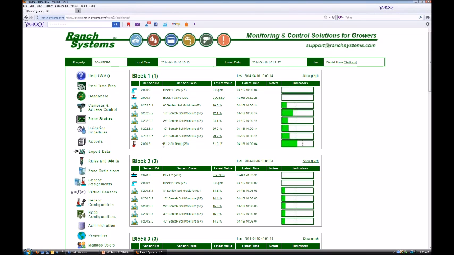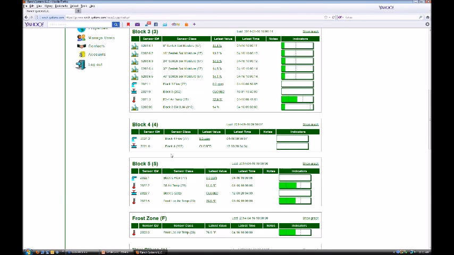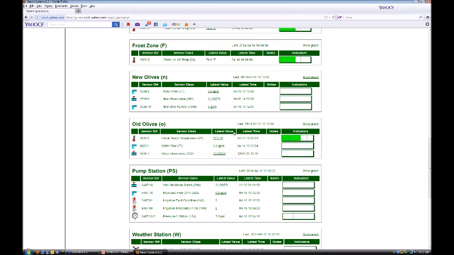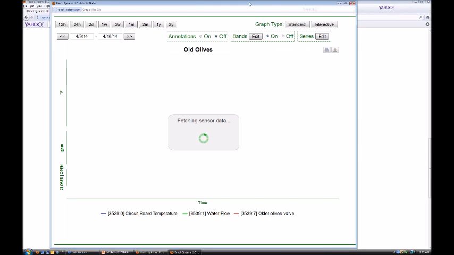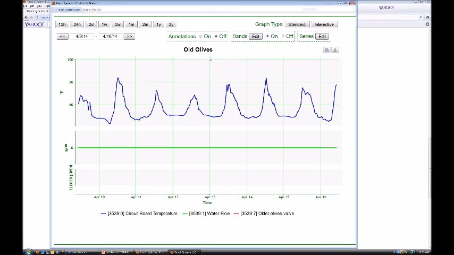Okay. So we have a couple of different valves here. Let's go down to what we call the old olives, and let's take a look at what that data looks like really quickly here. So these are zones that I'm clicking on, and each zone has specific sensors that I've assigned to that zone, but you can configure it however you like.